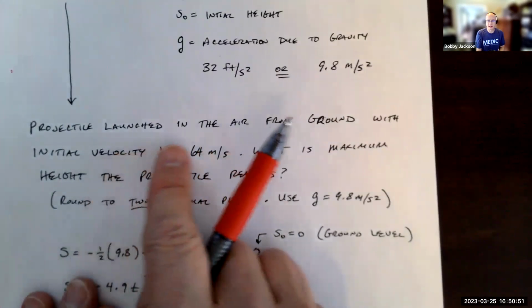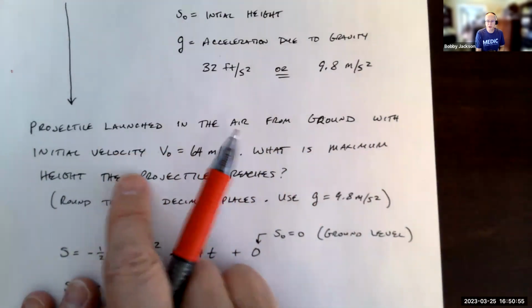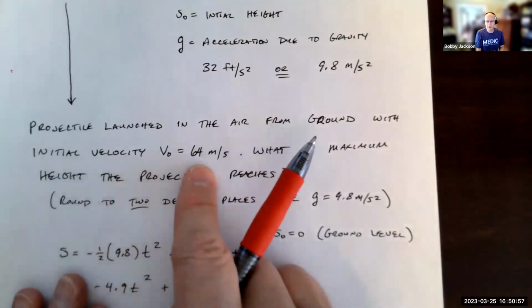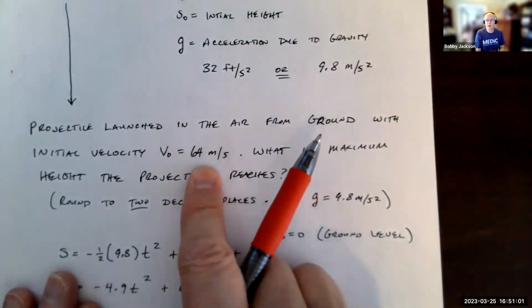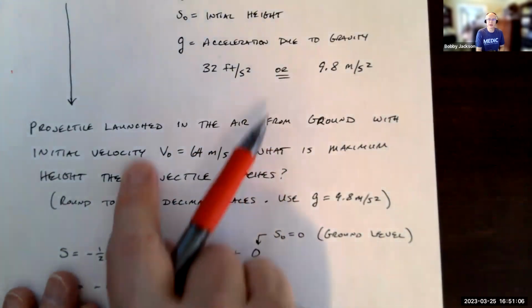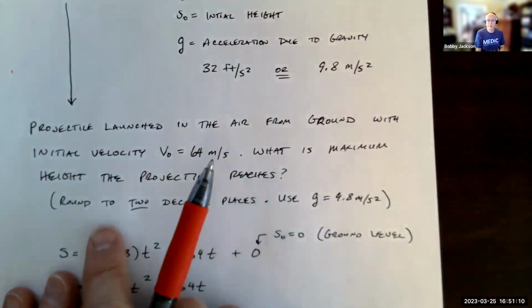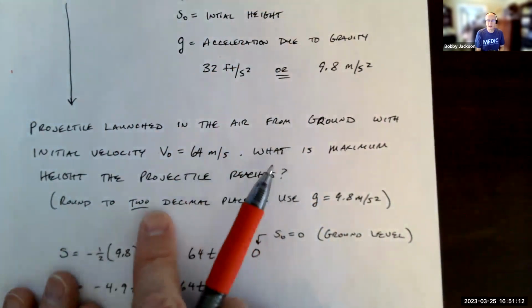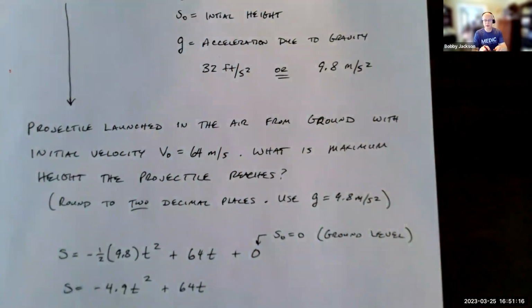One thing is certainly in this particular problem, let's read it. We have a projectile that's launched into the air from the ground level with an initial velocity 64 meters per second, and so it's positive, so that means we're launching it straight up at that initial velocity. What's the maximum height the projectile reaches, right? We shoot it up, the projectile goes up, and then it will reach a maximum height and come back down. So we're going to round that maximum height to 2 decimal places.